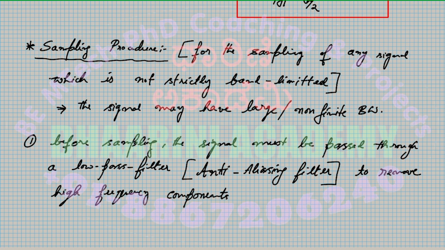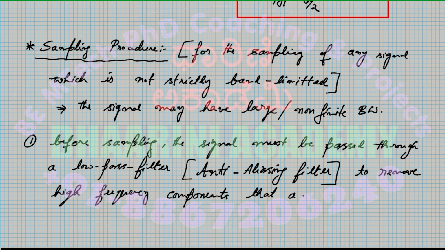If a high frequency is an integral part of the signal, then I cannot eliminate it. But what I'm trying to do is eliminate the high frequency components that are not an essential part of the signal. So we try to eliminate all such components.